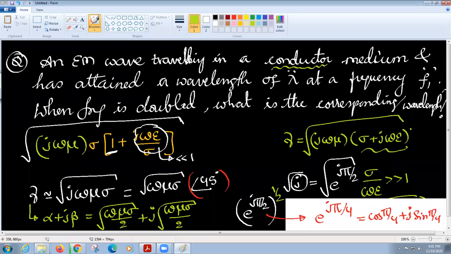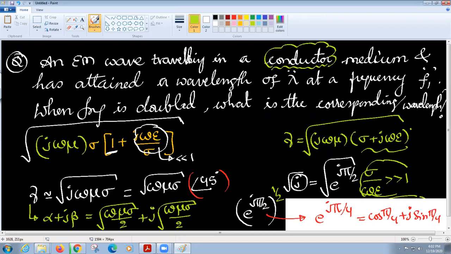Okay. Now what is the question here? An EM wave traveling in a conductor medium. As of now we just discussed high loss medium, because conductor medium is high loss medium. So in high loss medium, loss tangent is far greater than 1. So therefore we came to this conclusion now. The wave has attained a wavelength of lambda at a frequency of f. When frequency is doubled, what is the corresponding wavelength?